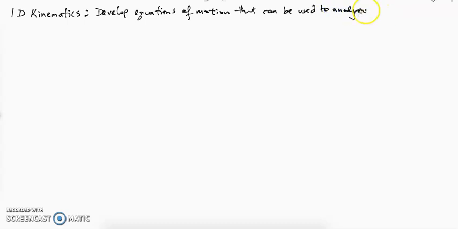Let's take a look at some one-dimensional kinematics, and our goal for this is to develop equations of motion that can be used to analyze scenarios in which an object undergoes a constant acceleration.